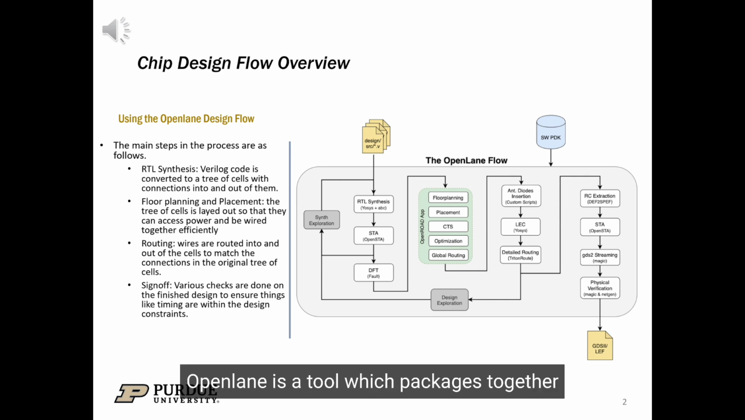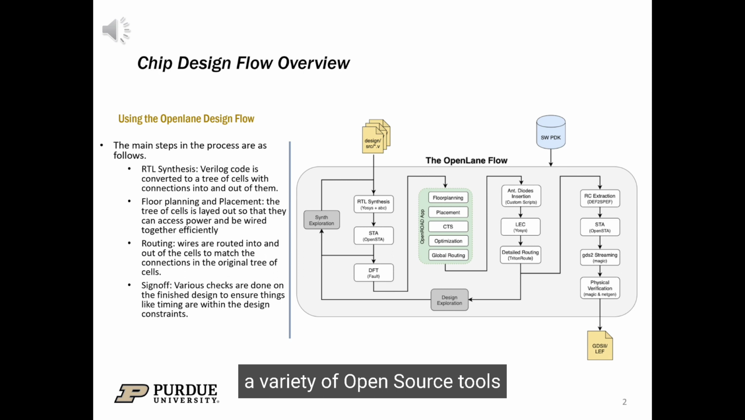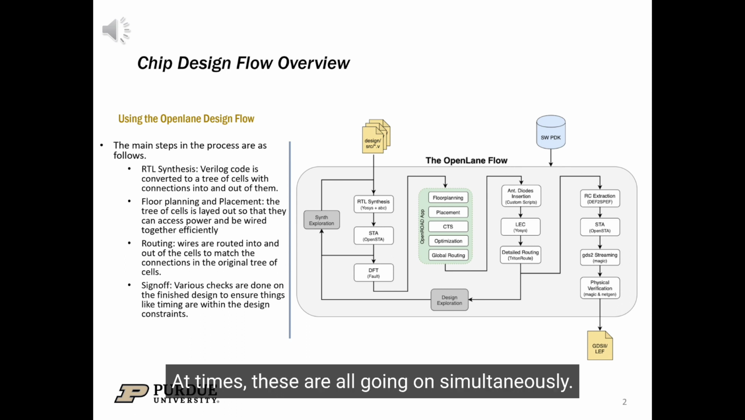Our PDK is being developed for use with the OpenLane design flow. OpenLane is a tool which packages together a variety of open source tools in a way that is easier to use. This is composed of 4 main steps, but this list is not exhaustive. At times, these are all going on simultaneously.